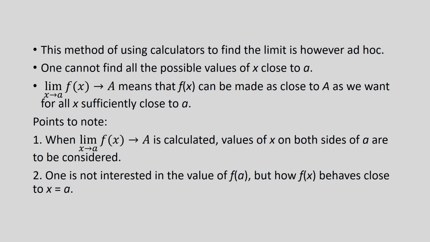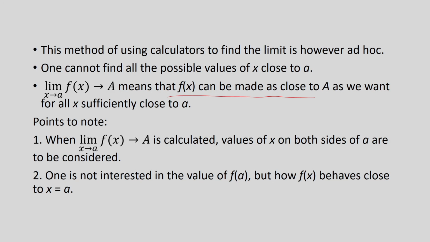So, in a more precise manner, how do we define a limit? Suppose you have f(x) going to A as x goes to small a, it means that f(x) can be made as close to capital A as we want for all x sufficiently close to small a. So, the value of the function can be made very close to the limit, which is capital A, right, if we take the value of the argument very close to that point, which is small a.